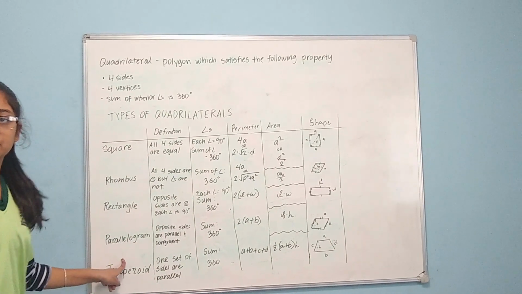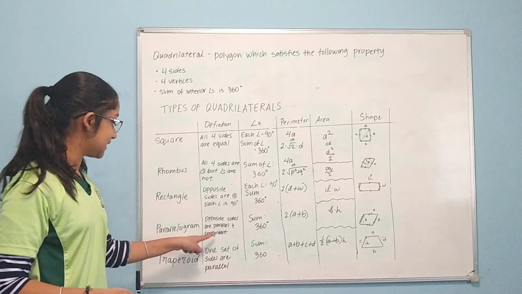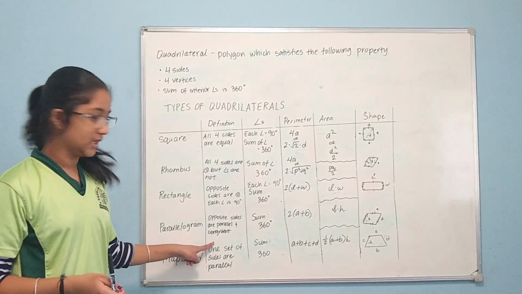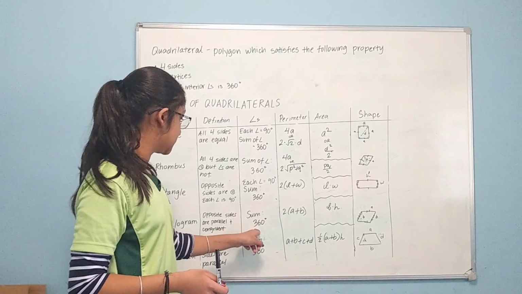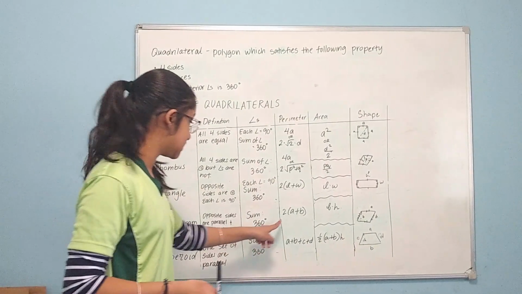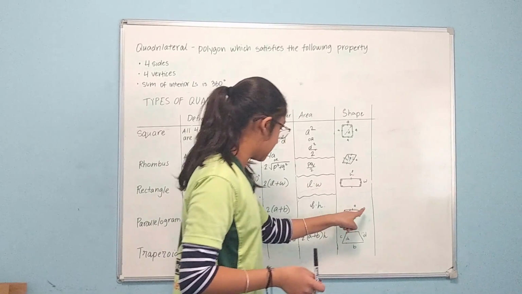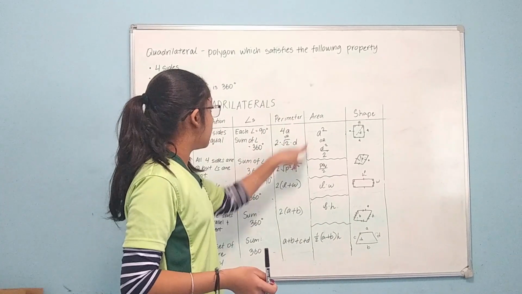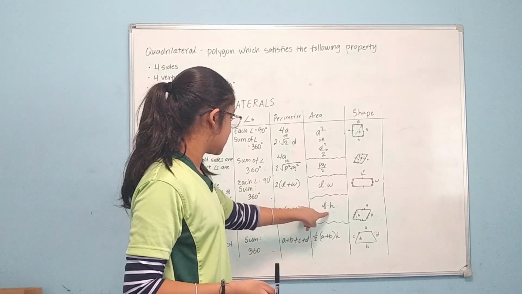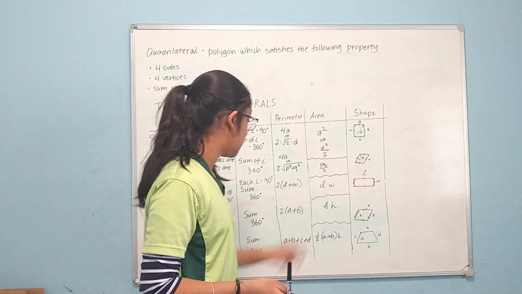And so now moving on to another type of quadrilateral, which is a parallelogram. And the opposite sides are parallel as well as congruent. And the sum of the angles is equal to 360 degrees. And the perimeter is 2 times A plus B, where A is this side and B is the height. And we also know that the area is base times height.